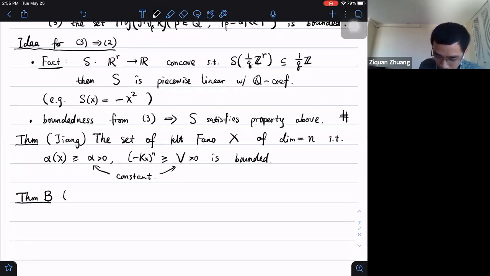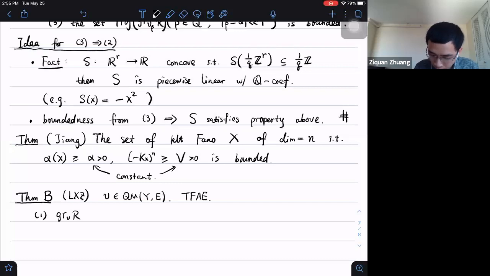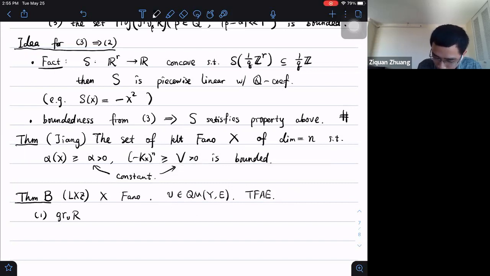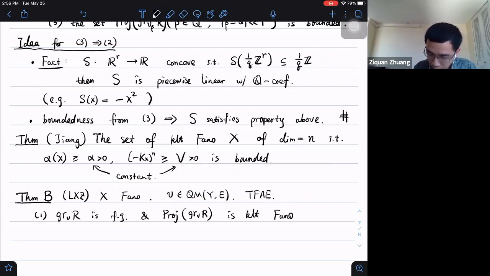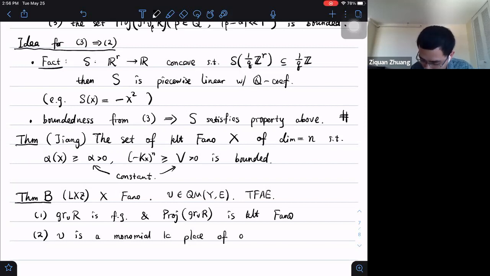Okay, so now the final criterion will be this. Suppose I have a quasi-monomial valuation. Then the following are equivalent. First, this graded algebra, where X is Fano as always, is finitely generated, and if you look at the corresponding degeneration, you get a KLT Fano variety. Second, this valuation v is a so-called monomial log canonical place of a special complement.